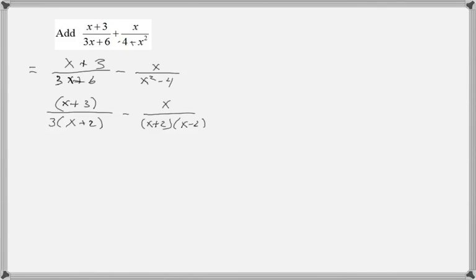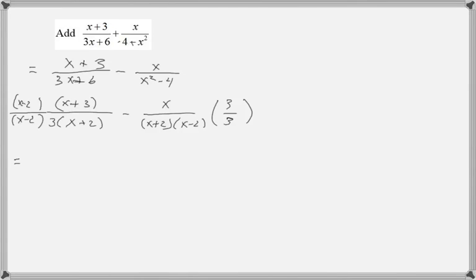And once I'm here, I want to look for missing factors in each of my denominators. In the left-hand fraction, I have a factor of 3 and a factor of x plus 2. I do not have the factor of x minus 2. So I'm going to multiply the numerator and the denominator of my left-hand fraction by that, x minus 2 over x minus 2. And likewise, the right-hand fraction does not have a factor of 3, and it needs to have that. So I'll multiply the numerator and the denominator by 3.